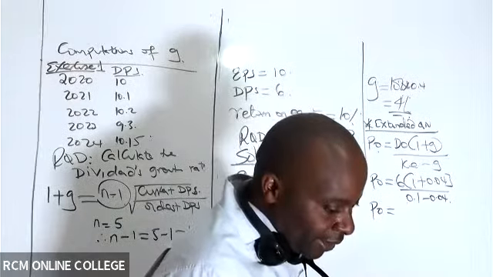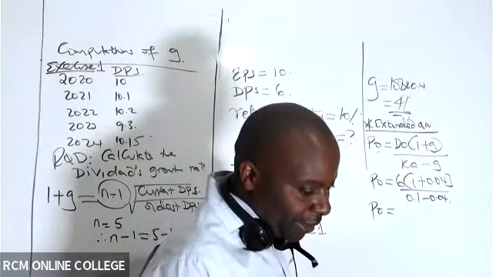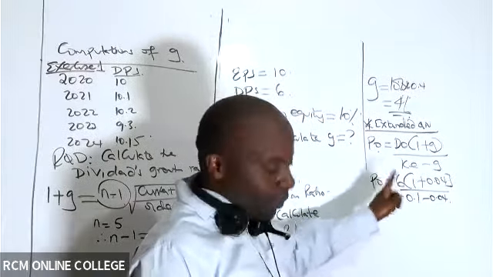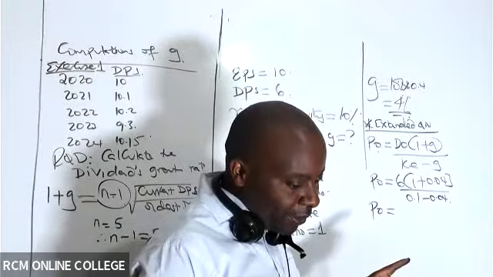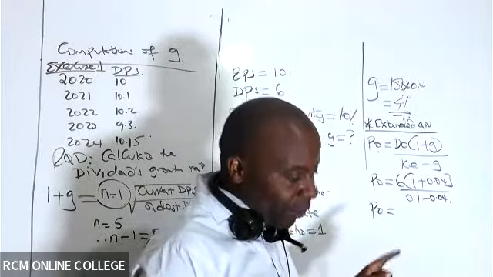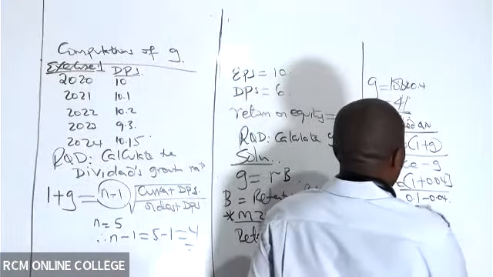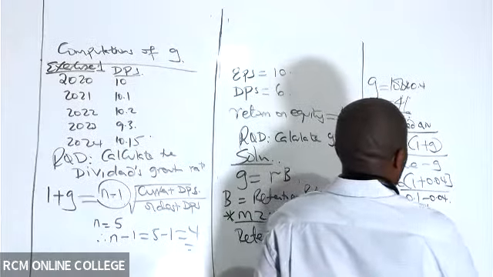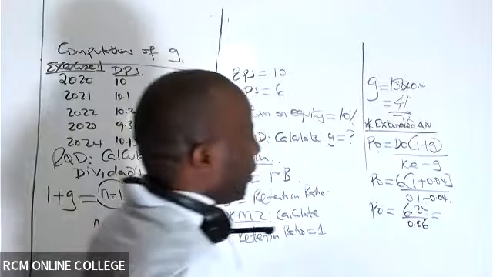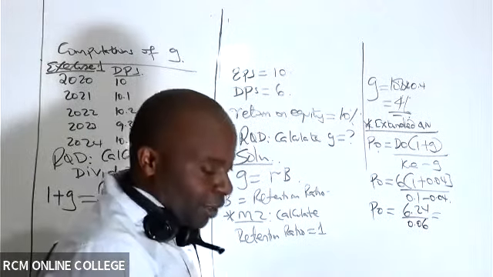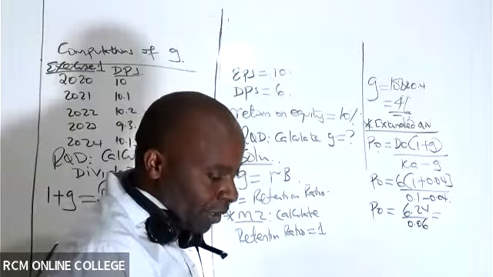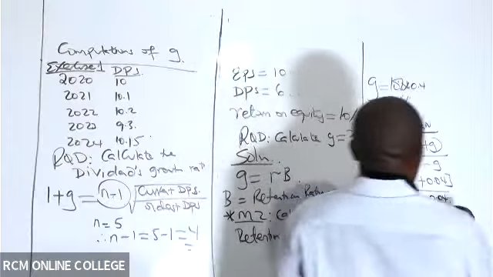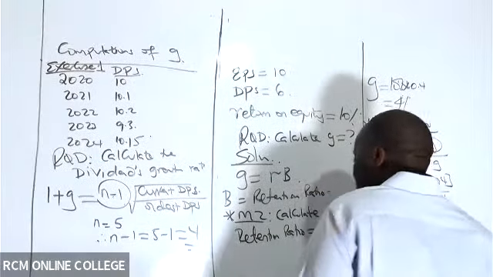So in this case, first of all, 6 times 1.04 gives 6.24. So 6.24 all over this minus 0.04, which gives me 0.06. So what are we able to get here? 6.24 divided by 0.06 gives me 104. That gives me a value of a share of 104.